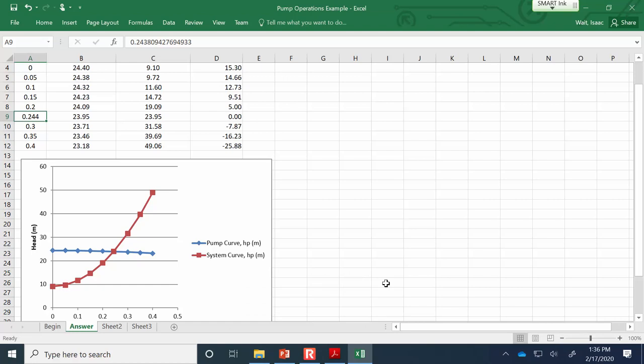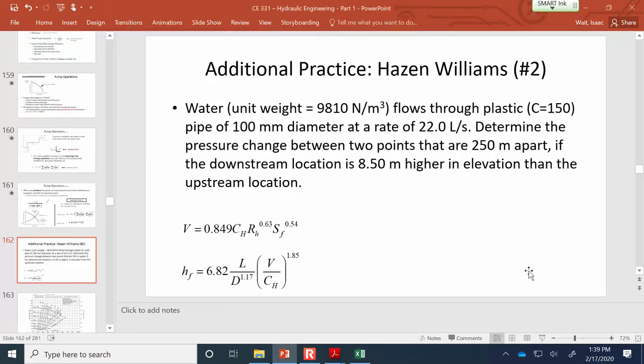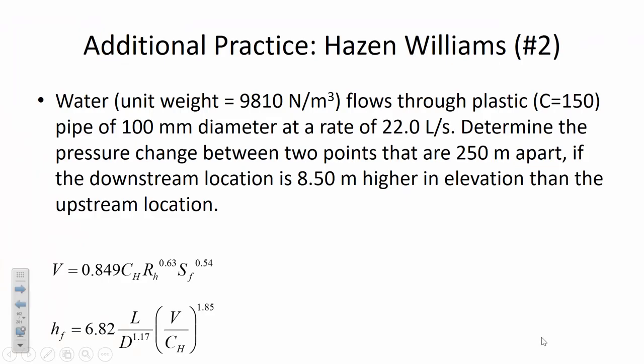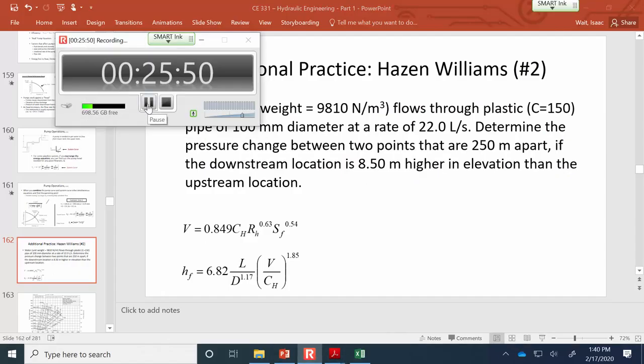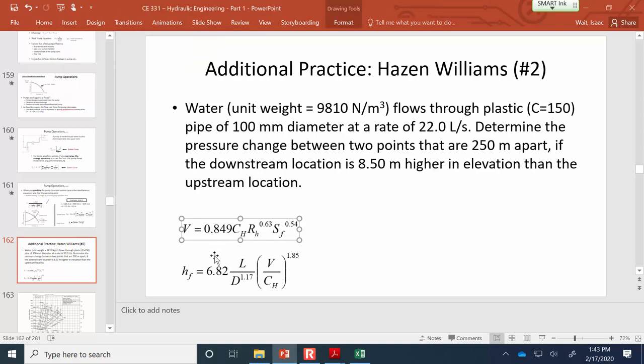Okay, so with our 14 minutes that remain, let's do an additional practice Hazen-Williams problem. How do you know whether you should use this equation or that one? Because they're both the Hazen-Williams equation, so which one do you use? You use the bottom one, but why? I don't know S sub F. You don't have S sub F, that's right.